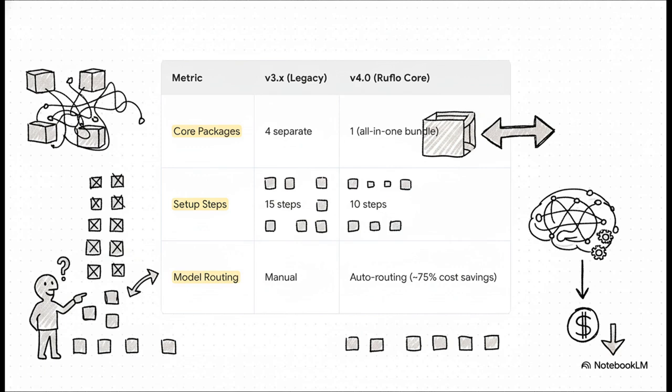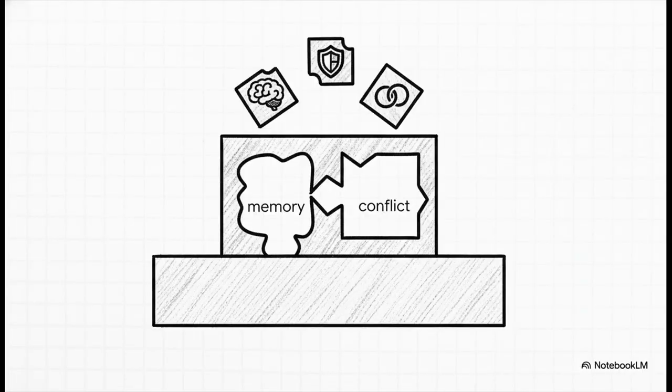Instead of messing around with 4 different core packages, it's now just one single all-in-one bundle. The setup process drops from a clunky 15 steps down to 10. And this last one, this is a game changer. The model routing, which is basically how the system picks the right AI for the job, is now totally automatic. And that automation leads to an estimated 75% cost savings. That's huge.